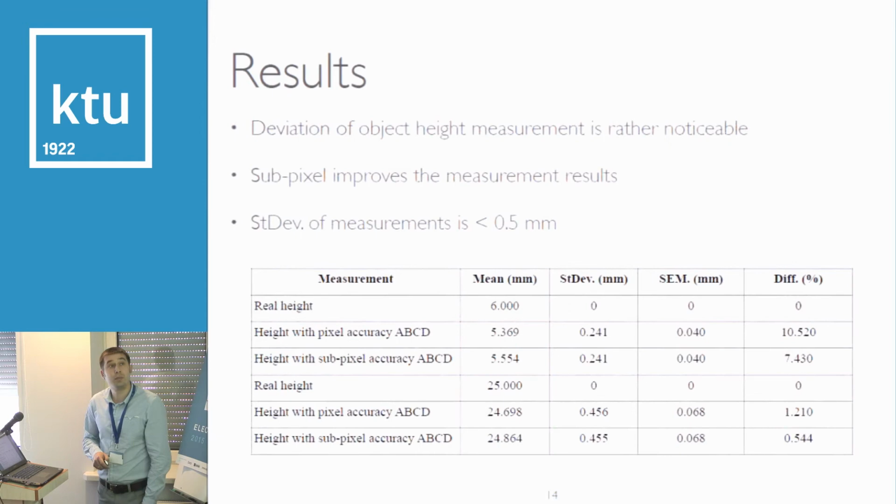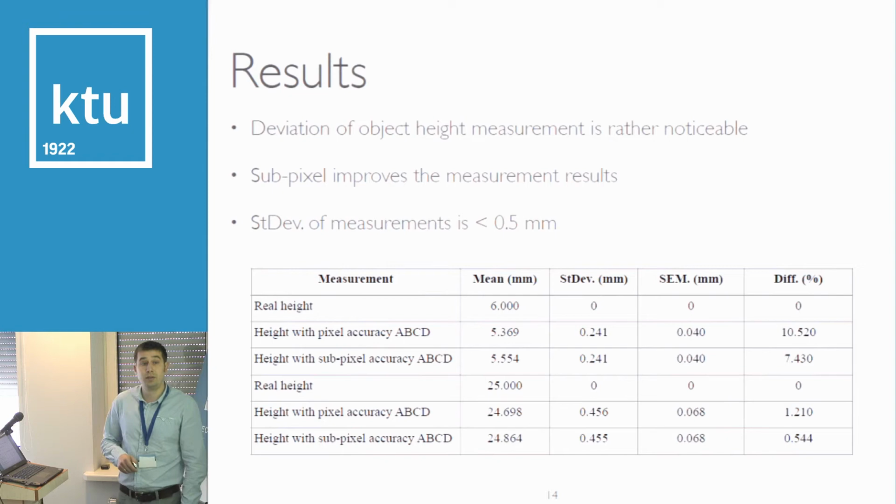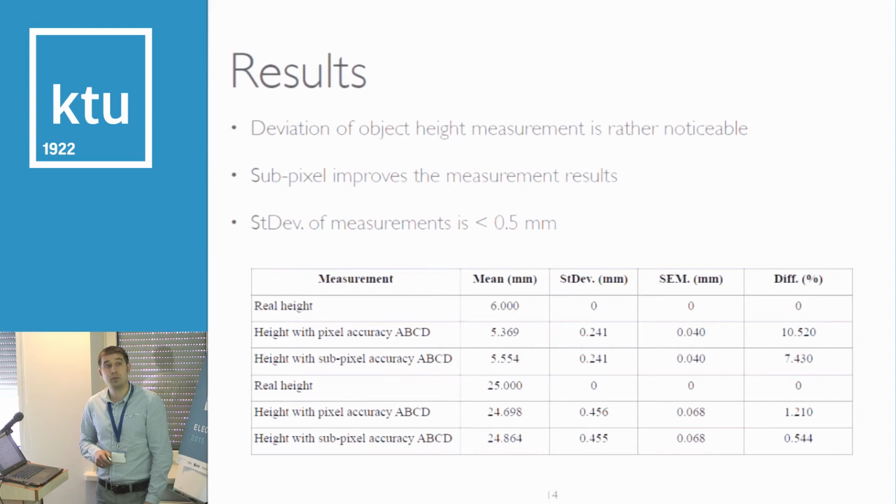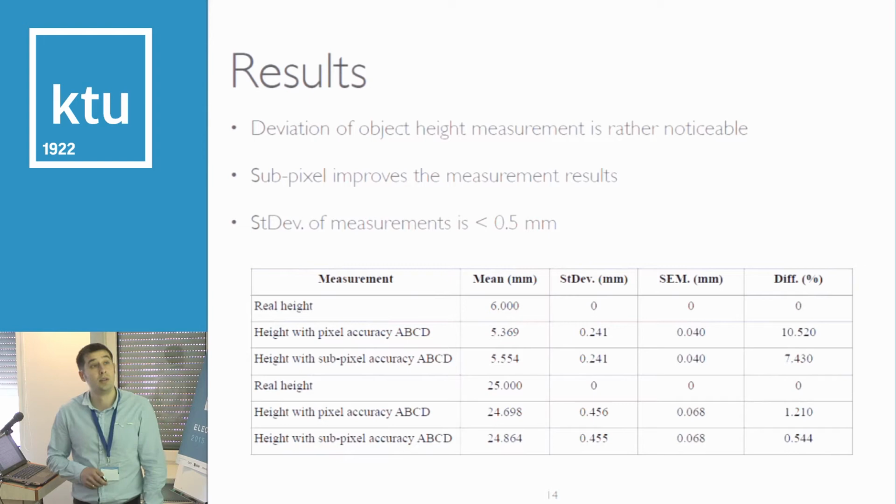And then we calculated the real height of the objects and the standard deviation of the measurements. And of course, we saw that the results with subpixel resolution in the calibration process gave us more accurate results. But it's a matter of trade-off between the complexity of the laser line detection method and the accuracy of the system, because in embedded systems, the processor resources are quite limited, and maybe it's not worth it to develop such a complicated laser line detection system in order to calibrate the system accurately.